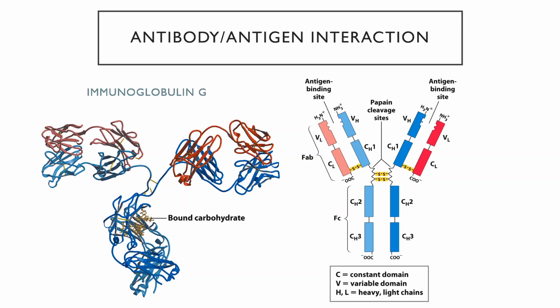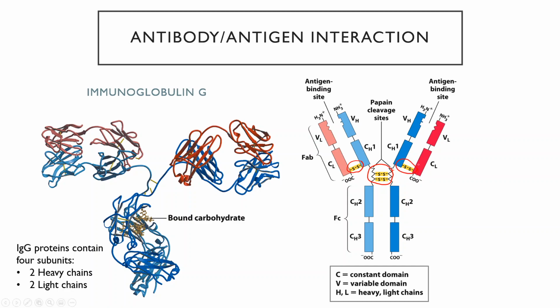So each antibody protein consists of 4 subunits. So you have 2 longer chains called the heavy chains and 2 shorter chains called the light chains. So it's actually a tetramer, but they are connected to each other. So the 2 heavy chains you can see over here are connected by a disulfide bridge, and then each light chain is connected to one of the heavy chains by a disulfide bridge also.